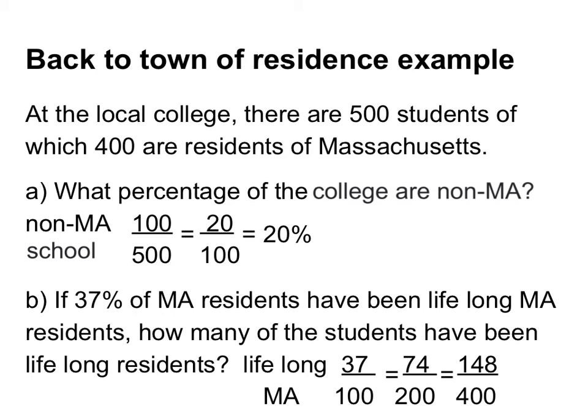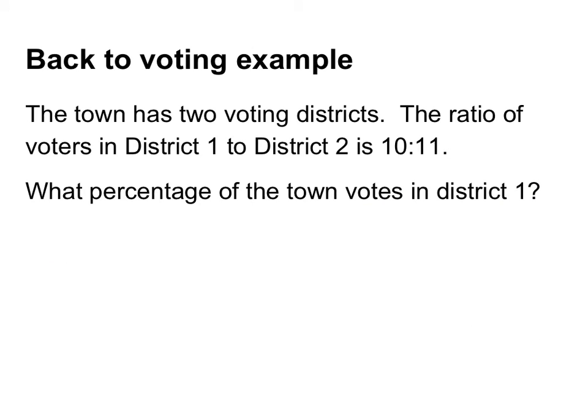So what is this telling me? Just look at your labels. If there are 400 Massachusetts residents, then there are 148 lifelong Massachusetts residents currently at this school. All right, back to the voting example.